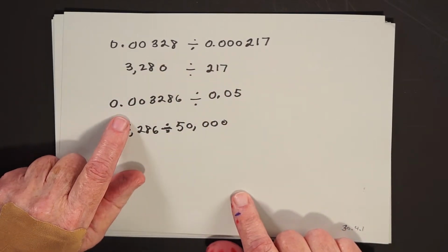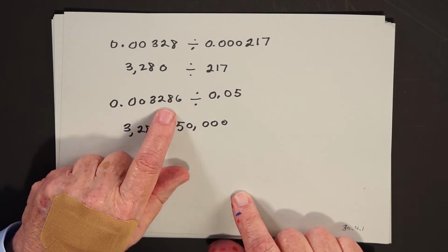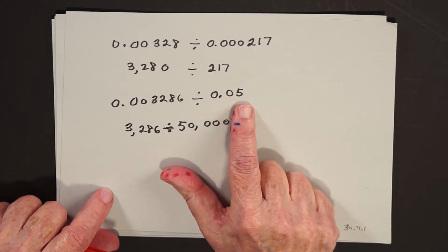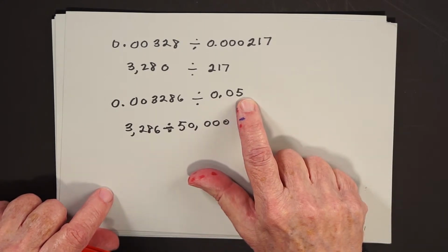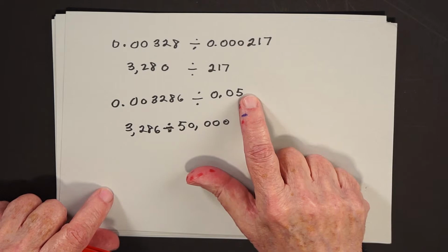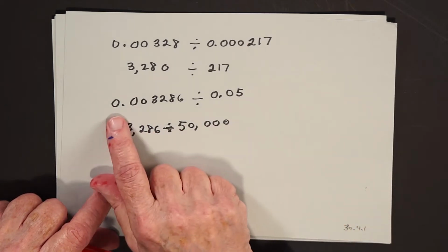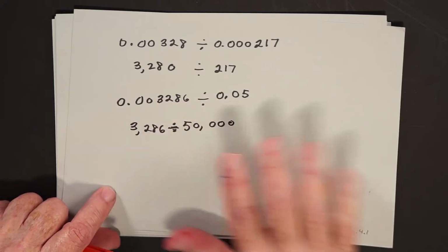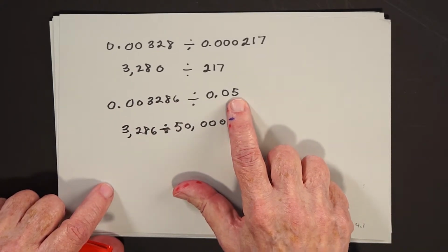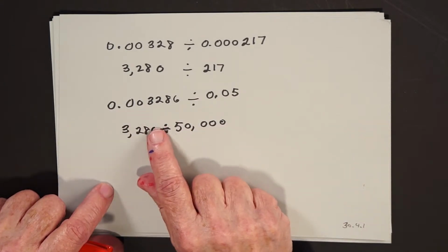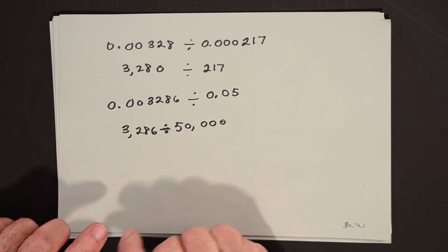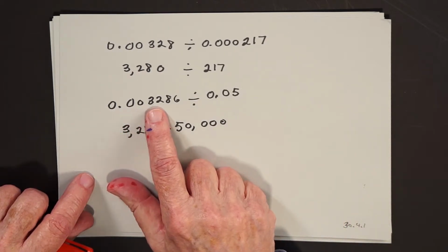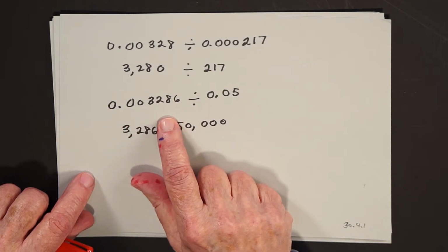Suppose the problem had been 0.003286 divided by 0.05. To make this into a whole number, I would only have to move the decimal point 2 places. But if I move the decimal point 2 places here, I have to move it 2 places here. But if I move the decimal point 2 places here, I still have a decimal. That's no big deal because as long as this is a whole number, I can divide the way I did before. But if I don't want to deal with decimals at all, I say, look, if I move the decimal point 6 places here, I will get a whole number.